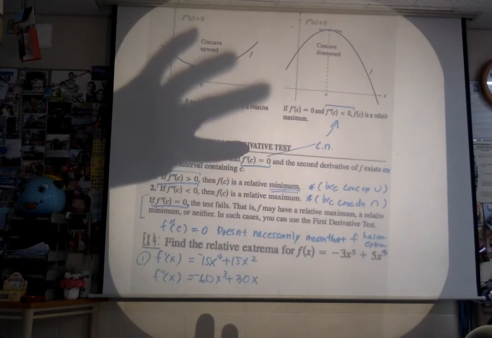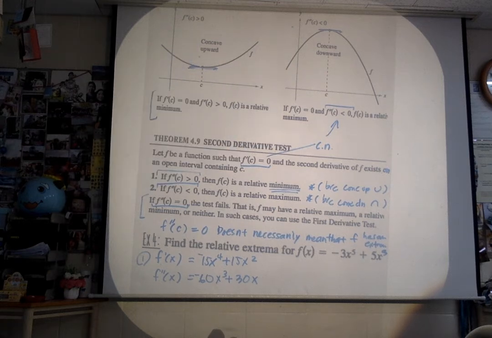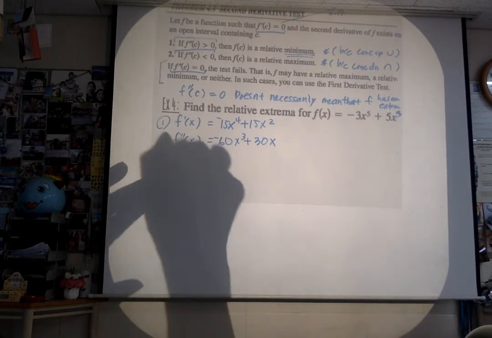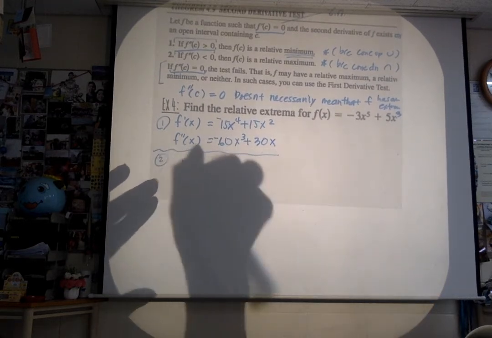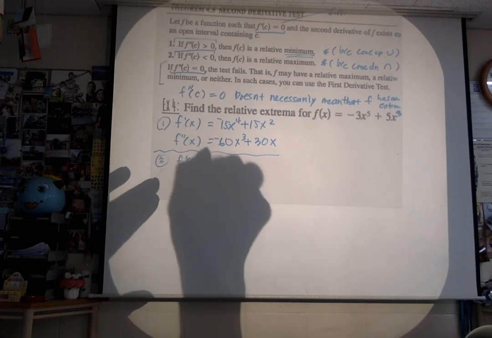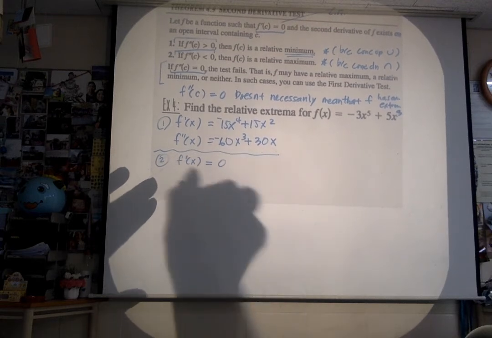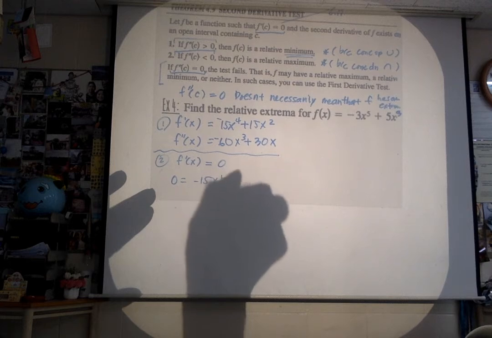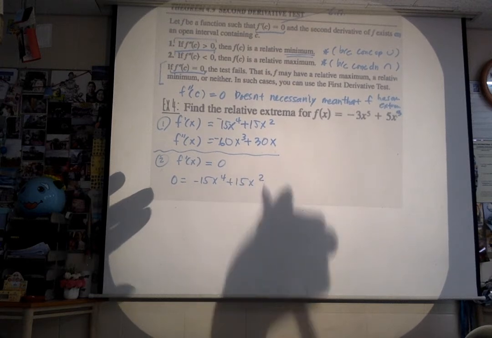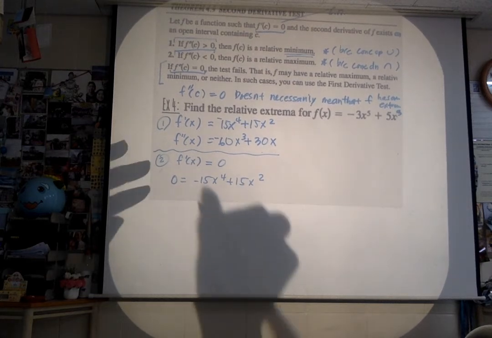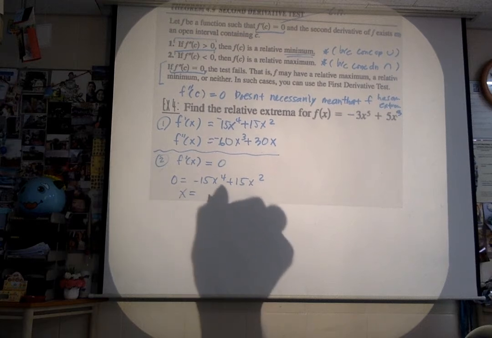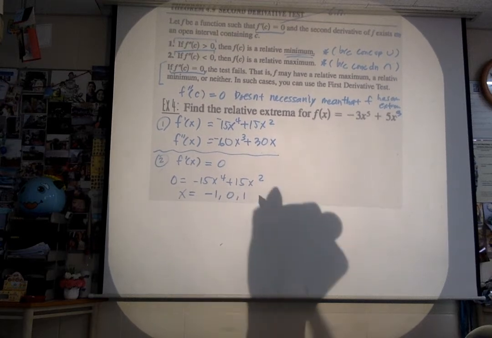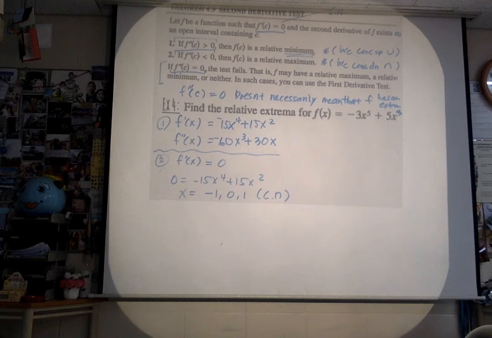Because we told you that we have to make sure that the first derivative is equal to 0. So I'm going to set my f prime of x equal to 0. And when I solve this for 0, I get negative 1, 0, and 1. So these are all my critical numbers, okay?